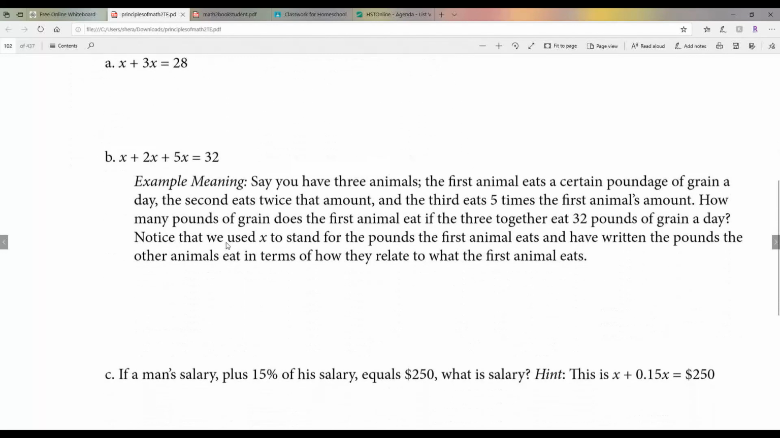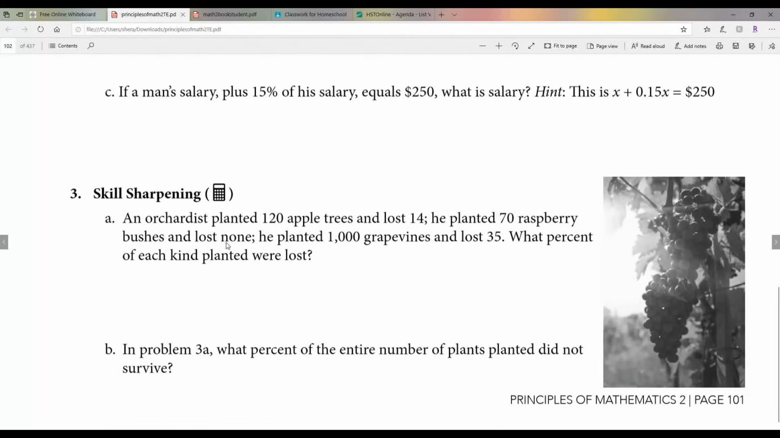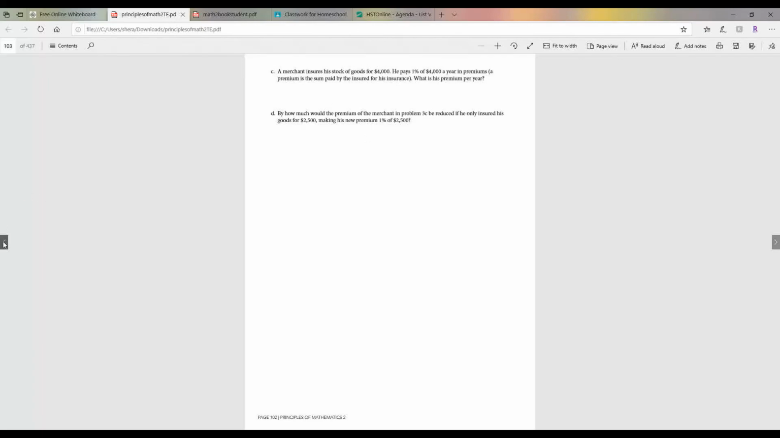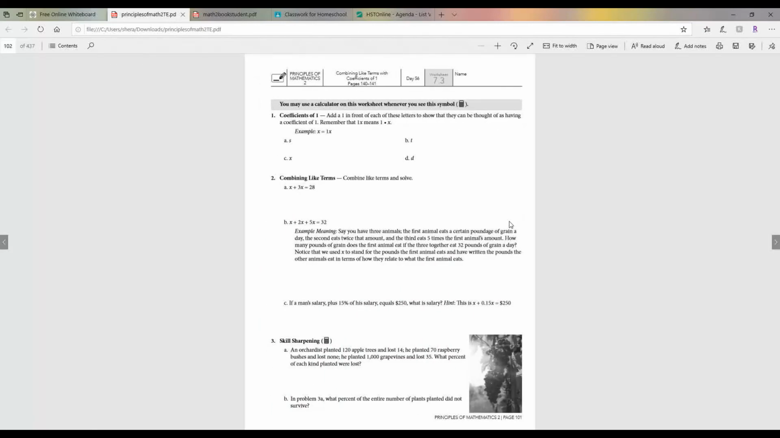Okay, now down here, you're going to combine like terms. Then you have a skill sharpening, and that's it. So it's a very short lesson. I'm not going to grade this page either. We're getting close to the end. I think tomorrow might be the last lesson in this section, so we'll be getting close to a graded paper.